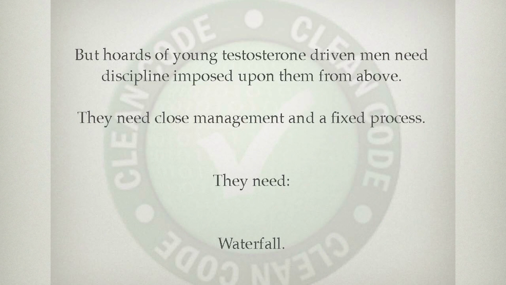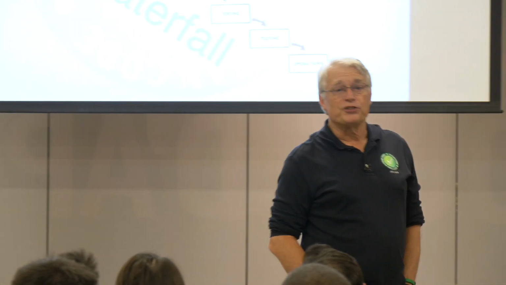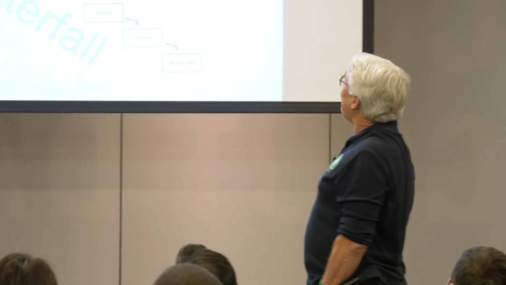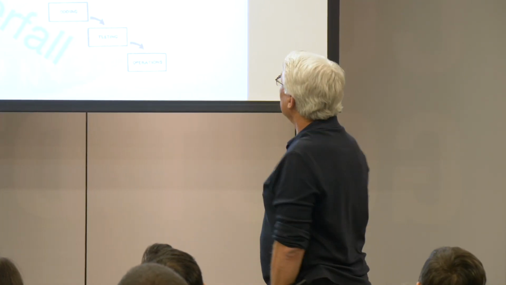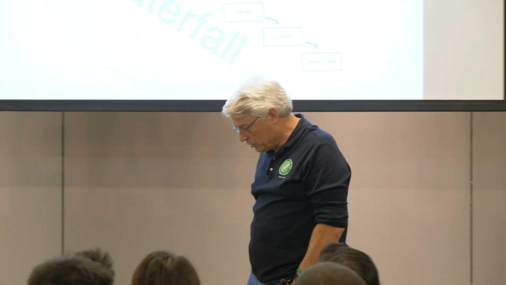But hordes of young testosterone-driven men cannot be relied upon to invent their own disciplines. Process must be given to them from above. And it was fortunate for the industry that right at that moment, 1970, someone wrote a paper. His name was Winston Royce. The paper was called The Development of Large-Scale Software Systems. And the first page of that paper had this diagram on it.